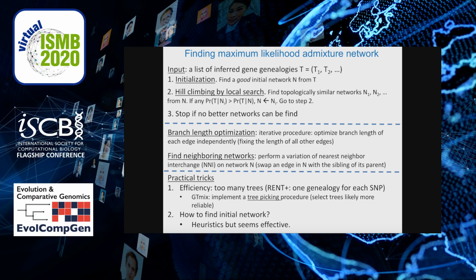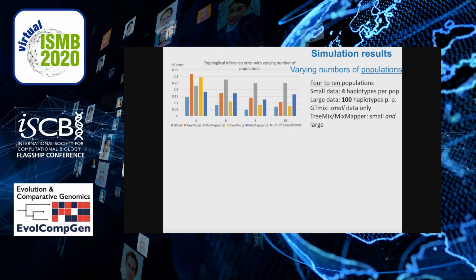Practical issues concern efficiency first. There may be too many inferred gene genealogies, and GTMX implements an effective tree picking procedure. See the paper for more detail. And GTMX also needs to find the initial network using a heuristic. This turns out to be an important step. See the paper for more details.